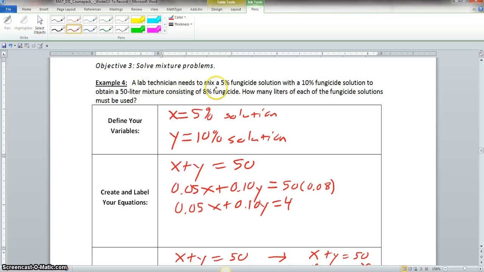A lab technician needs to mix a 5% fungicide solution with a 10% fungicide solution to obtain a 50-liter mixture consisting of 8% fungicide. How many liters of each of the fungicide solutions must be used? So x is our 5% solution and y is our 10% solution. So we know those two solutions added together must give us 50. This is where we get the x plus y.